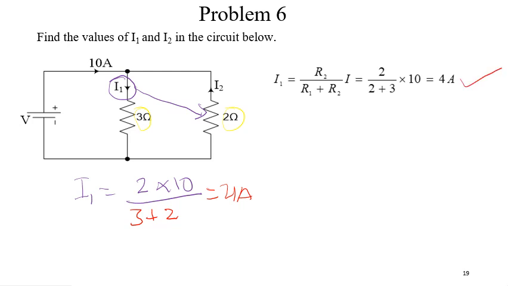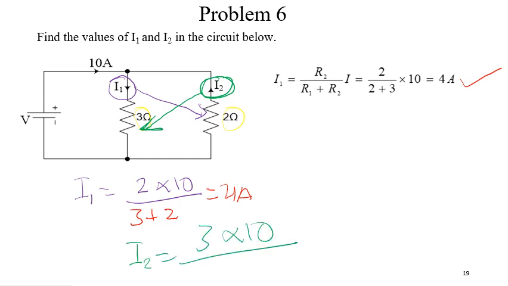They said we should also find I2. To find I2, we equally use the opposite resistor. Which resistor is opposite to R2? So I2 is equal to 3 times 10 all over 3 plus 2, which is equal to 6 amperes.